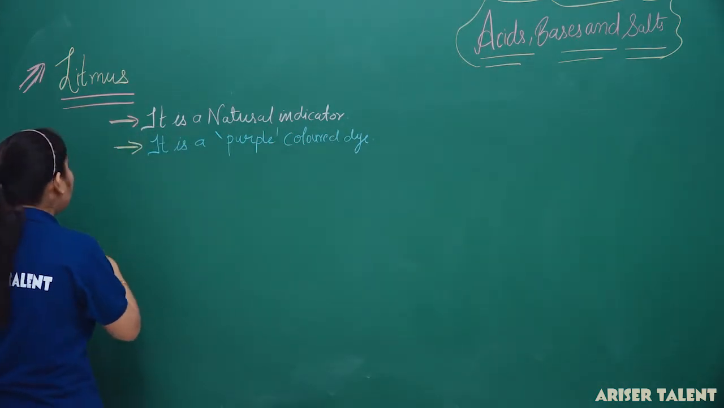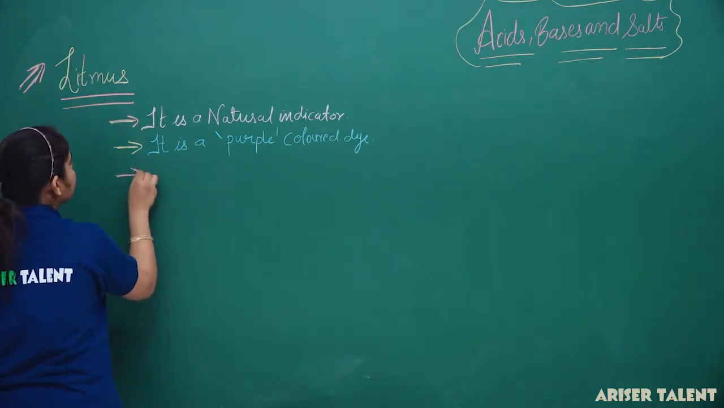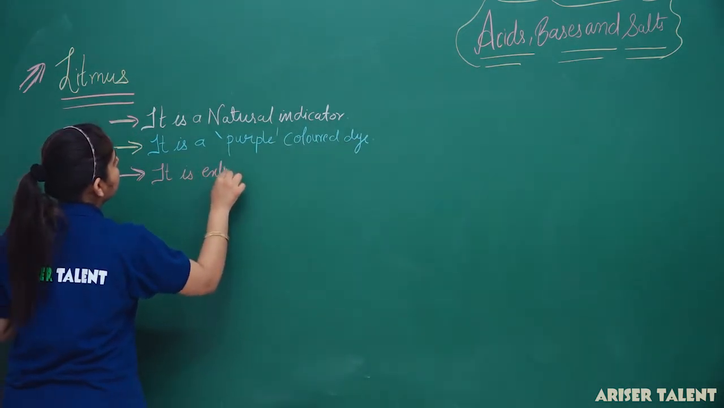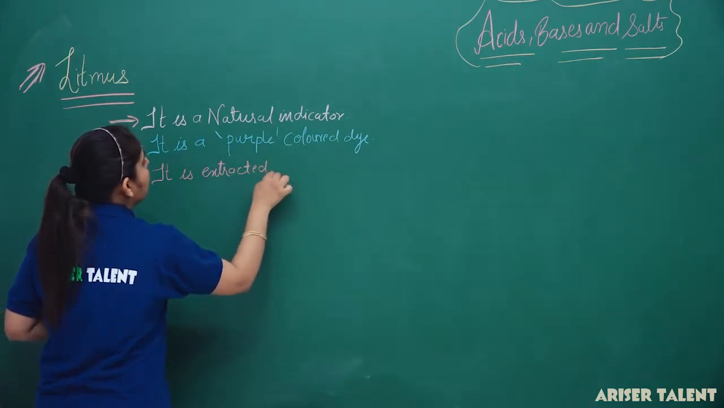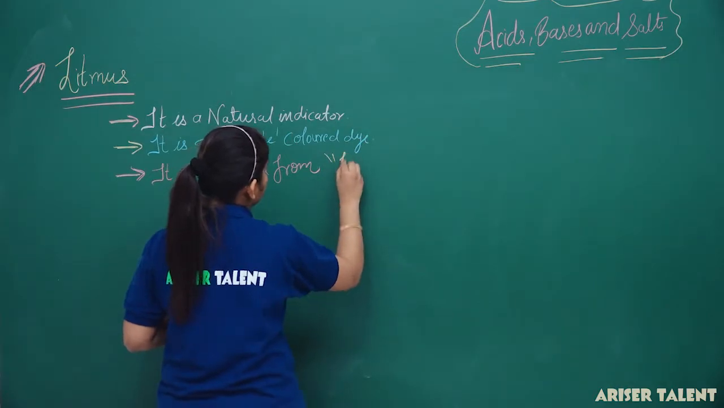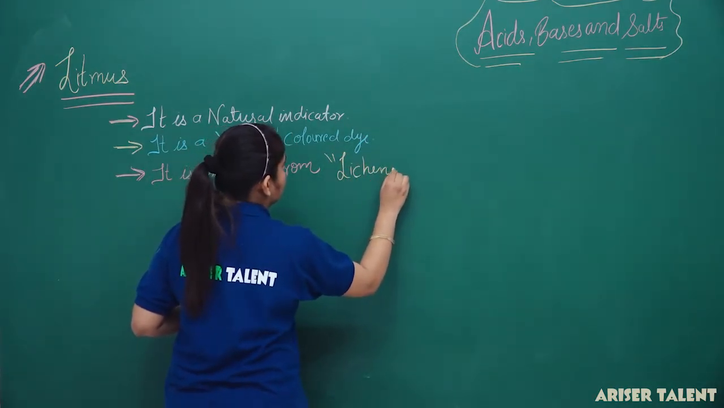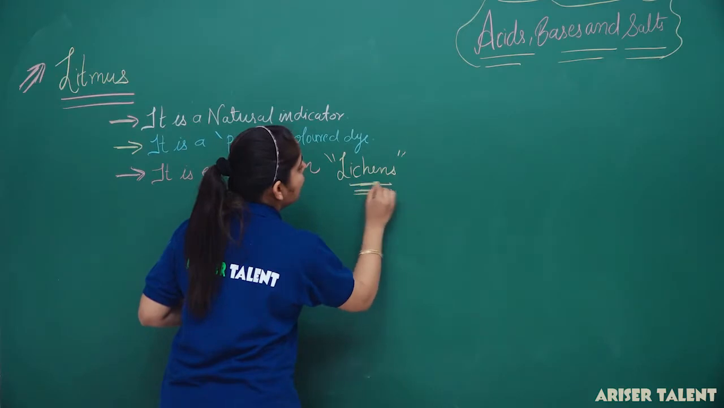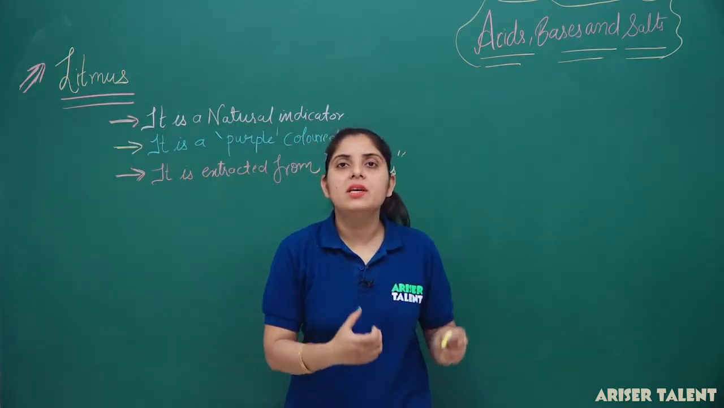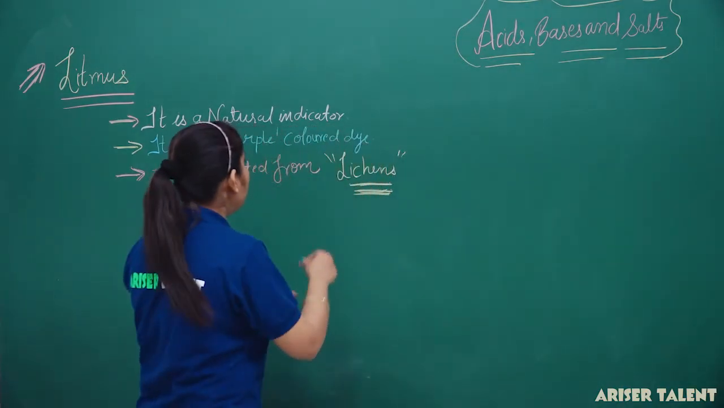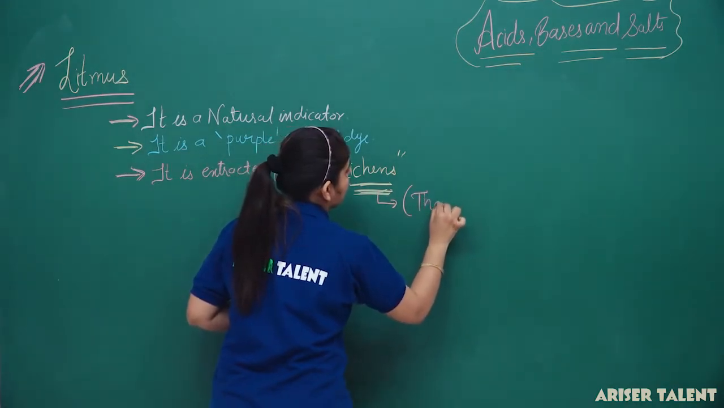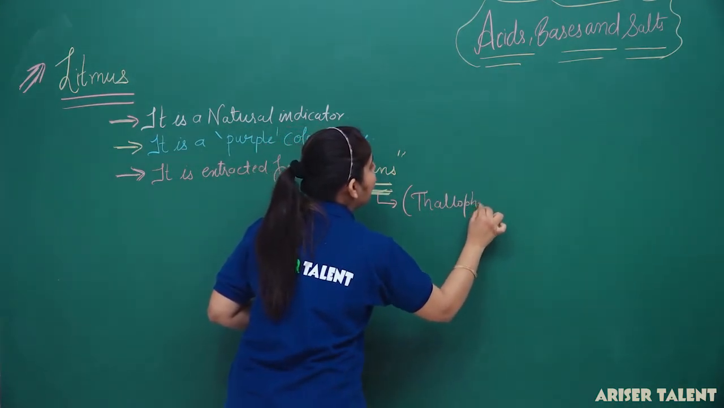Now what will be the third point in the category of litmus? It is extracted from lichens, and lichens is a member of the family of the Thallophyta group. So it belongs to the Thallophyta group.